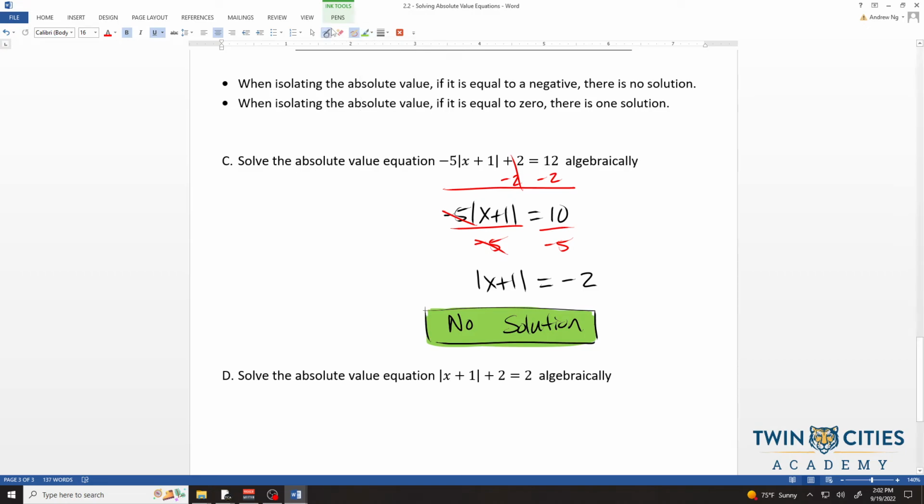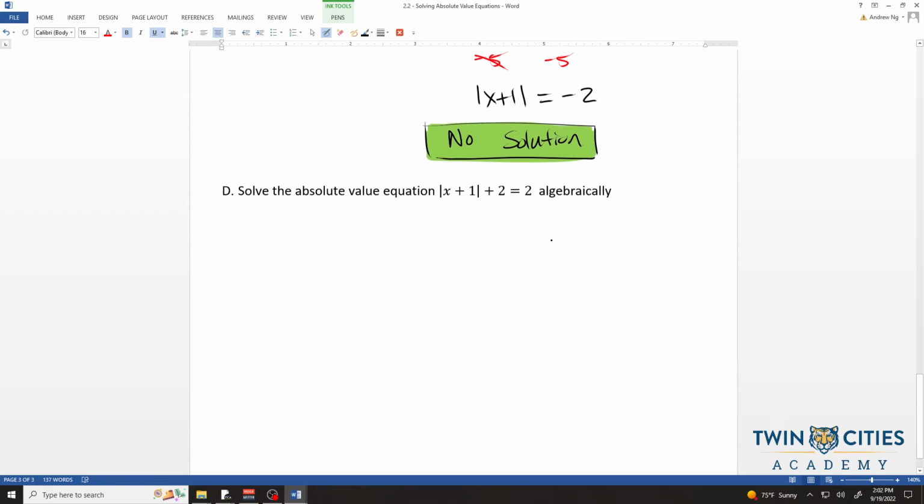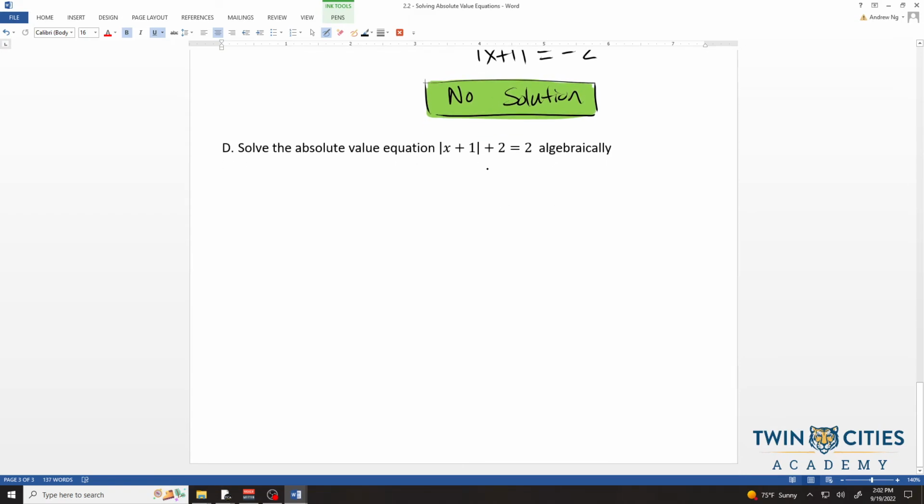Okay, we've got one more. Solve the absolute value equation. The absolute value of x plus 1 plus 2 at the end equals 2. We're going to solve this algebraically. Okay, so isolate, subtract 2 from both sides. Interestingly enough, these will subtract out and these will subtract out. So what's that leave us? The absolute value of x plus 1 is equal to 0.